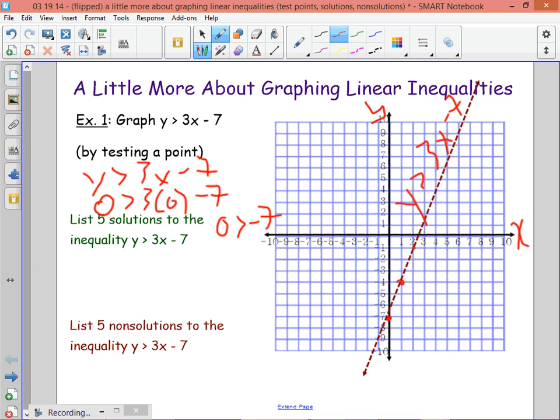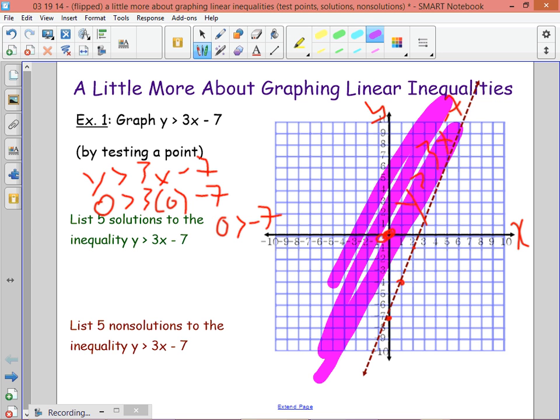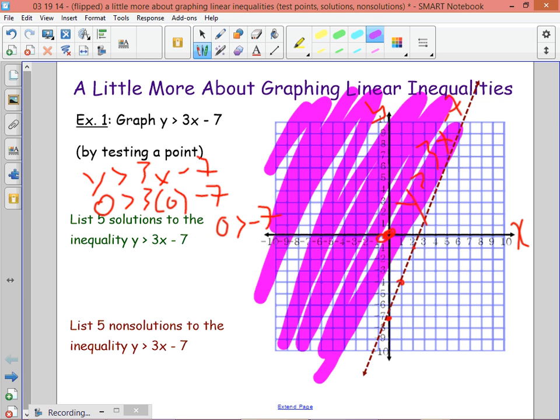Now all we have to do is figure out if this is true. If this is true, then I shade the same side that my point came from. If this is not true, that means that whole side is not solutions, and I shade the other side. Well, it turns out that 0 is greater than -7, so I'm going to take my highlighter and shade the same side that had the point I just picked. And I am done.